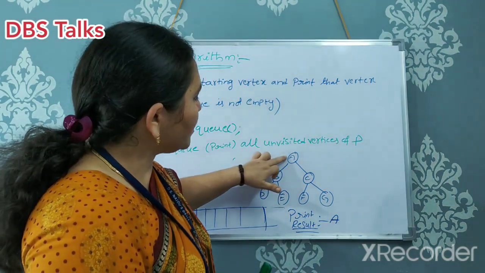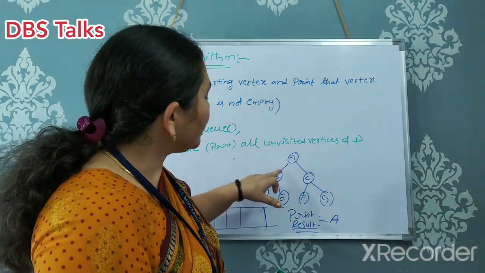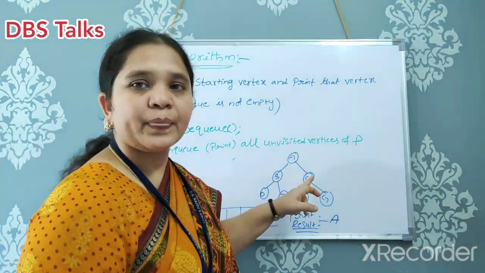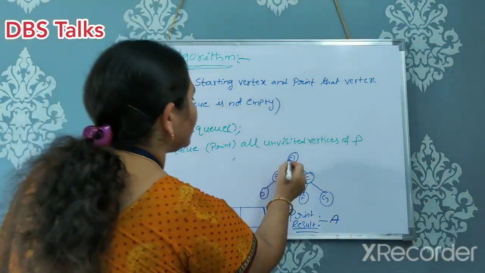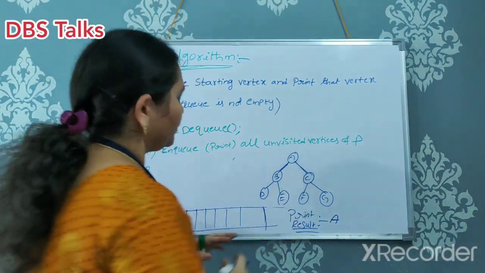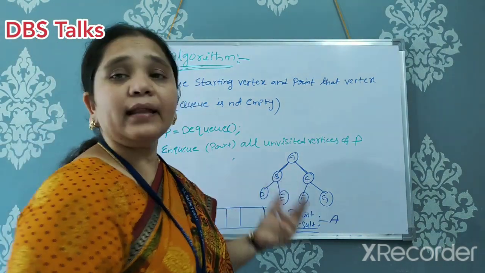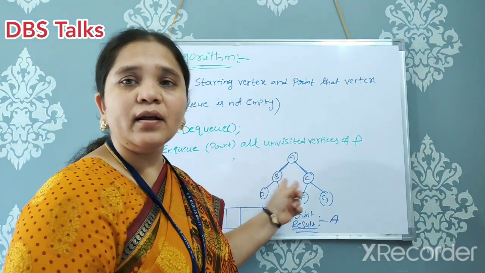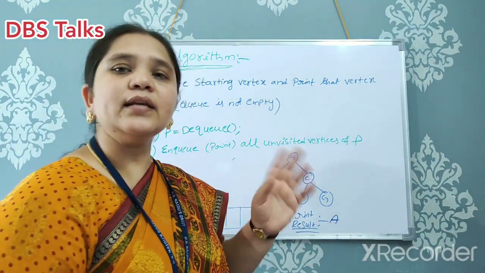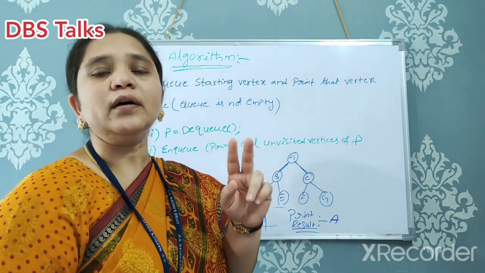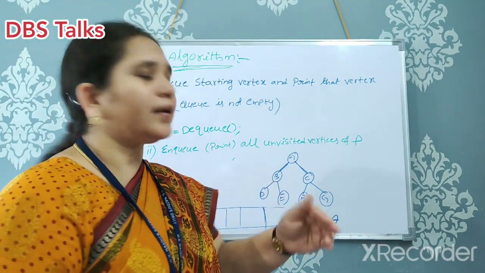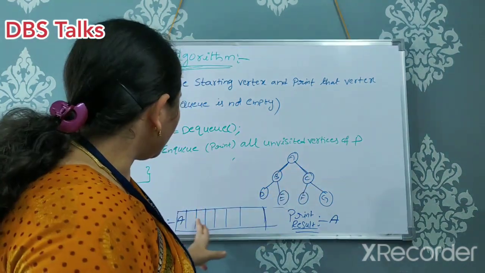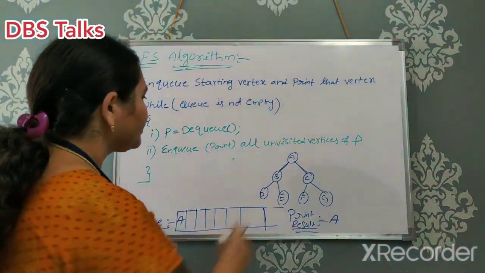So here this is the vertex. How many closed edges are there? 2. What are those? B, C. So we need to take both, not one. We need to consider both, on either side. We can start from the left side or the right side, it does not matter. Any side we follow, but all the closed connections of a particular vertex, we need to insert or enqueue in the queue.